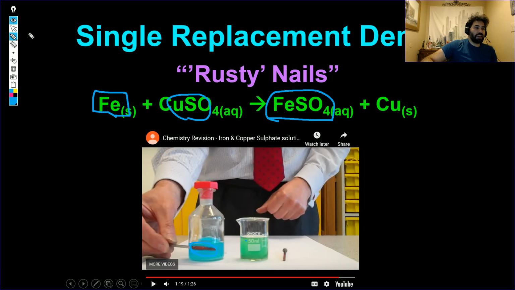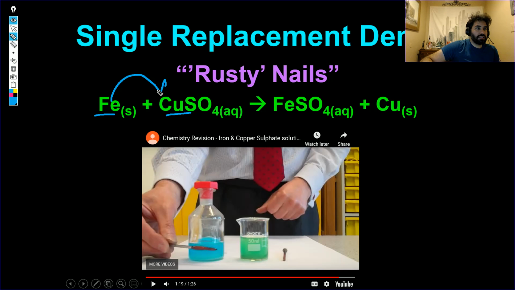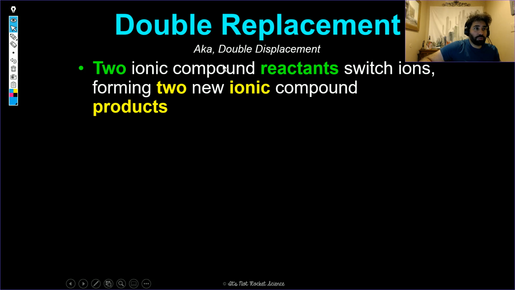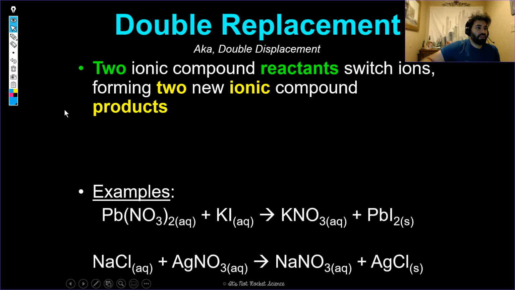What happened is the iron and the copper, those are both metals. The iron replaces the copper, and the copper gets bumped out. And you can see that evidence here in this reaction. Now, double replacement reactions. This is when you have two ionic compounds and then the metals replace each other.